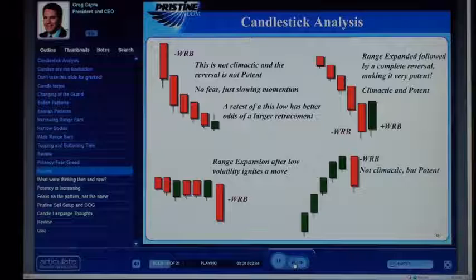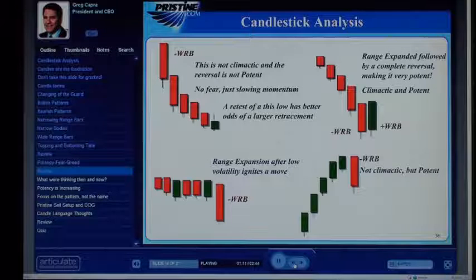At times, patterns like this do not even retrace. Sometimes they'll only move up for one bar, and then selling will come in and we'll get a resumption of the selling if supply is extremely strong. Now, a retest of this low as a buy setup would have larger odds of a retracement. Lower left, here we have a range expansion after low volatility igniting a move down. And this is what we want to see if we are going to short a breakdown. Right? This would be the ideal type of bar to form.